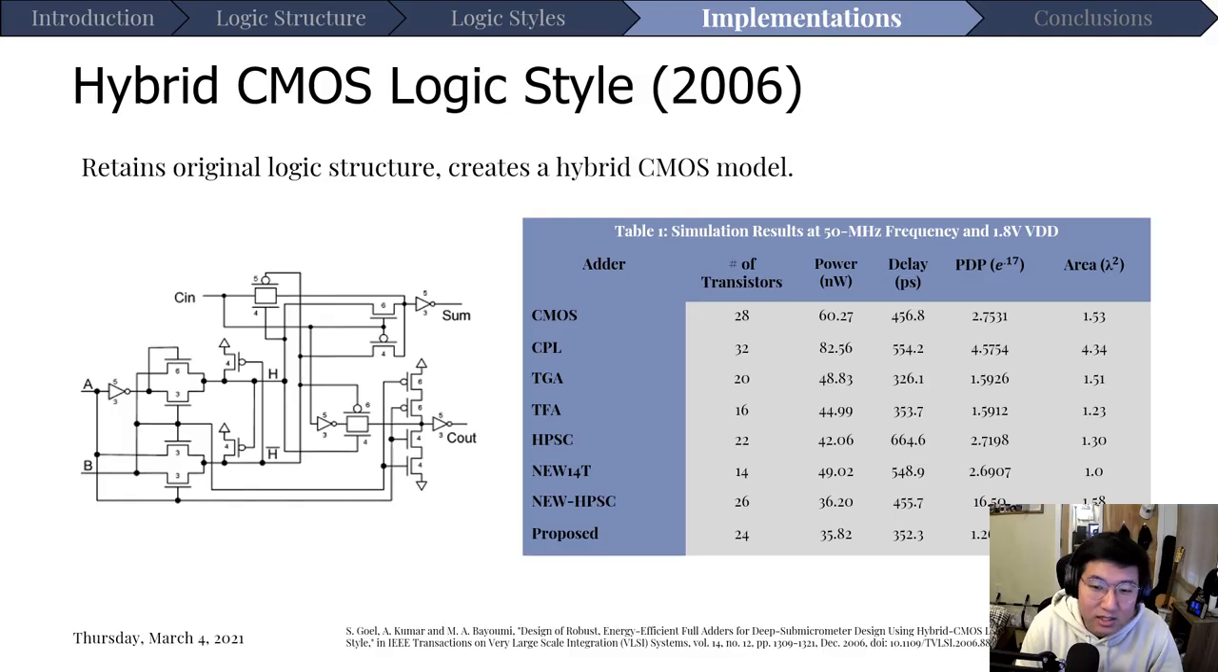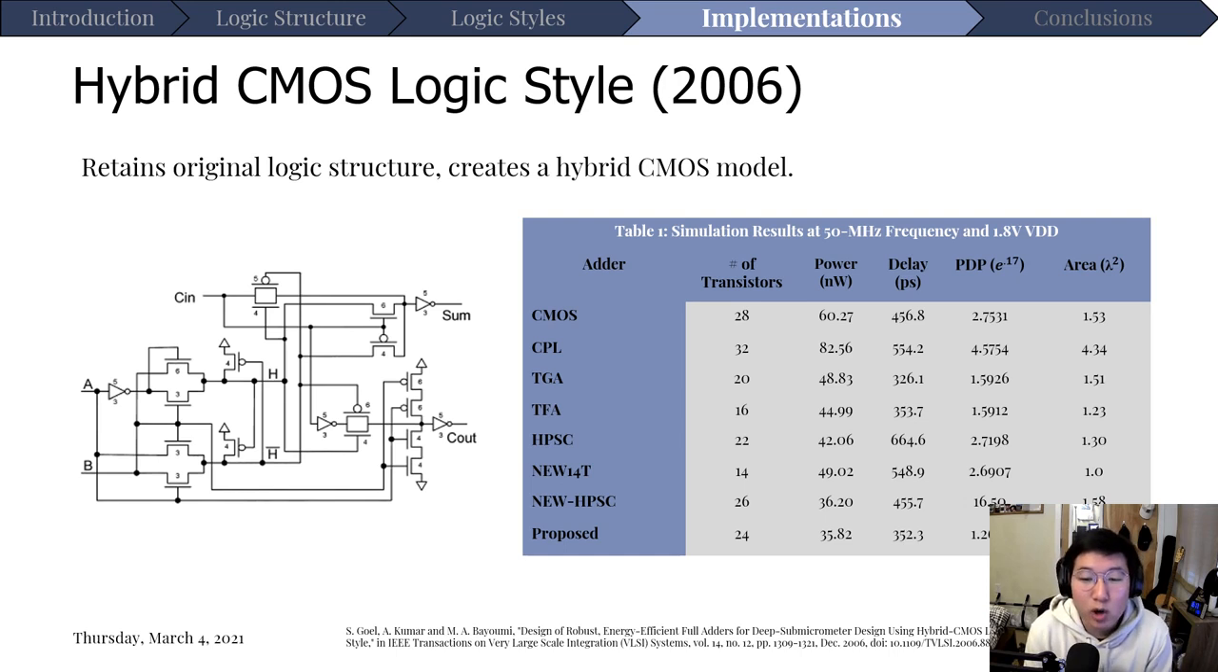Then we have the static CMOS, of course, with 20 transistors. The CPL that they compared has slightly more transistors. They do have the TGA and TFA, of course. They do have better power than CMOS and CPL, because as we mentioned, when you're looking at just a single adder, they do have pretty good power consumption. And then we have this HPSC, which is the previous one we're comparing to. The previous one we just looked at from 2003 is referred to as HPSC, and a new HPSC was basically a small improvement of the previous one, which is not included in this presentation.